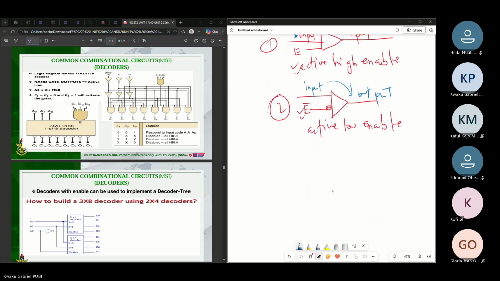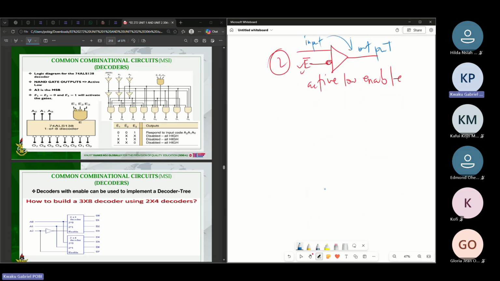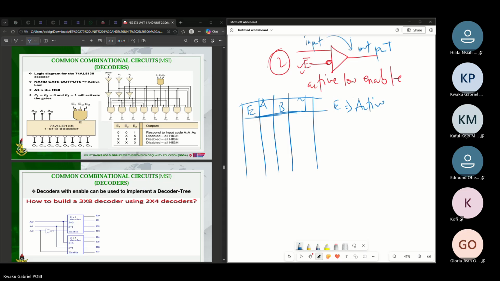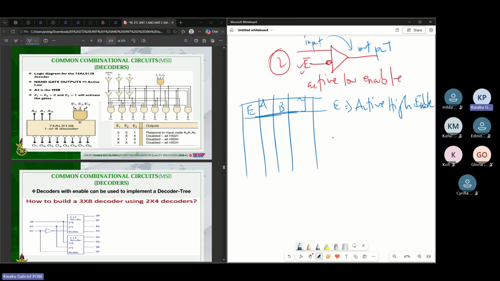So let's use this case for an enable. Let's say I have A and B, 2 bits of data that I want to transmit, and then I'm supposed to get some output. So let me name the output Y. And here is my enable. Here I'm using active high enable. So when it's active high, you should know that it's only when the enable is 1 that your inputs will be seen as your outputs.